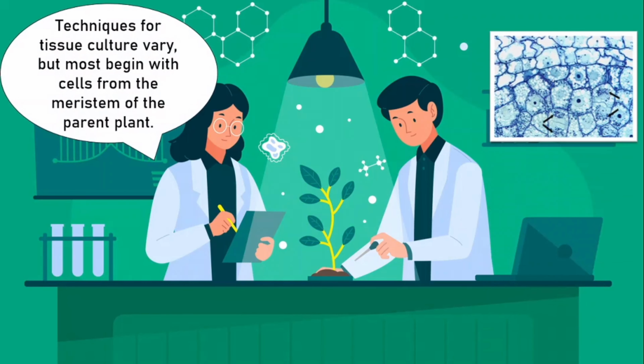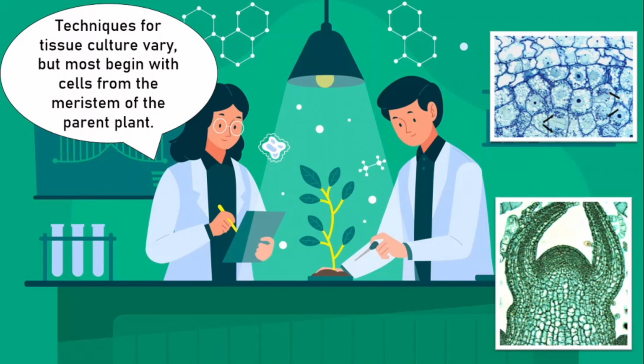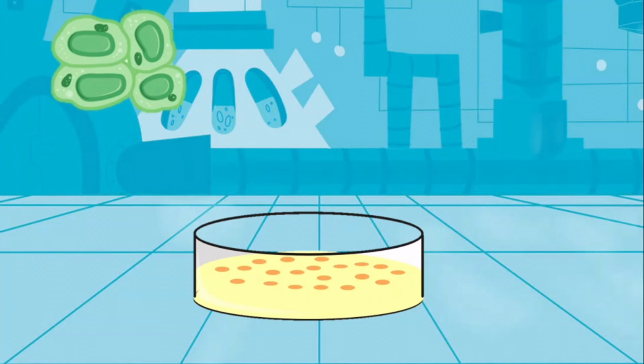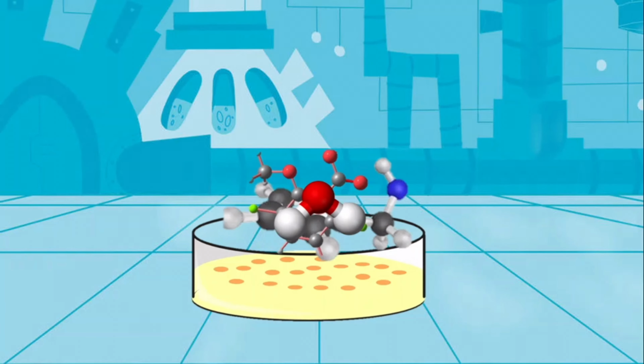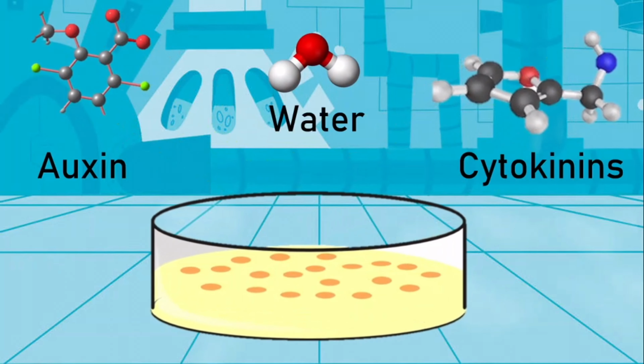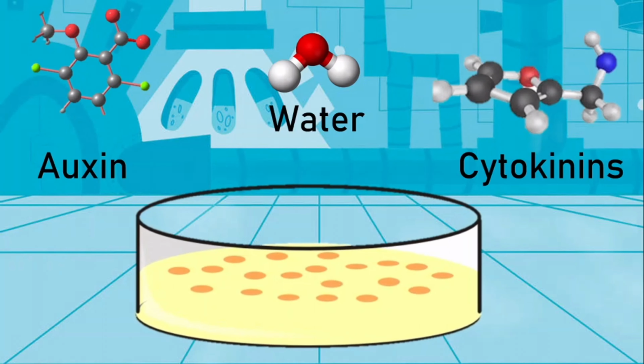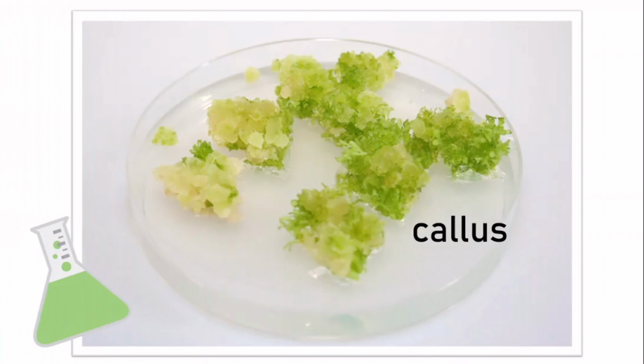Techniques for tissue culture vary, but most begin with cells from the meristem of the parent plant. Meristematic cells, which are actively dividing cells, are grown on agar medium in tubes, flasks, or petri dishes. The medium contains auxin, cytokinins, water, and various nutrients. At first, a mass of unspecialized cells called callus is formed.